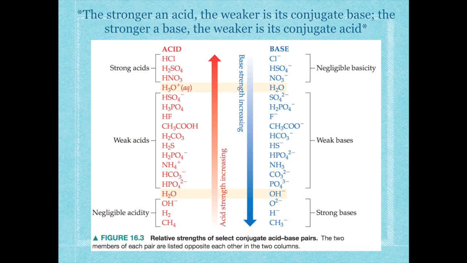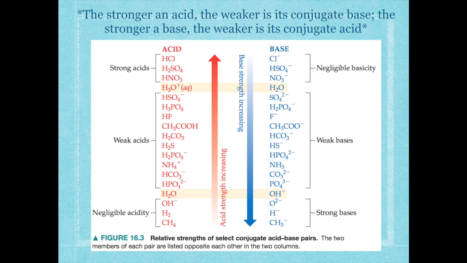So, for example, if you look at the top, hydrochloric acid is one of your strong acids. Notice its conjugate base, chloride, is weak to the point at which it has negligible basicity. We basically don't even consider it to be a base. And the stronger a base, the weaker its conjugate acid. So notice, for example, if you look at the very bottom, you have CH3 negative. That is an extremely strong base. Its conjugate acid has negligible acidity.